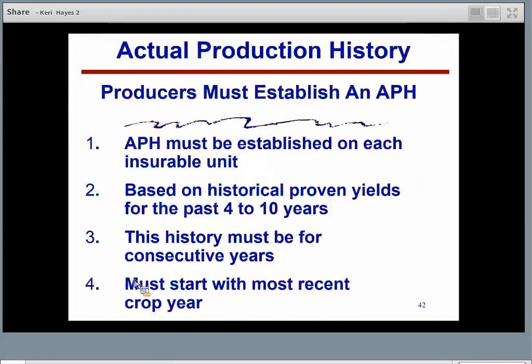So let's talk about yield protection. APH you establish on each insurable unit, so that's just basically collecting your history. A lot of times you want to have at least 4 years of history in order to establish an APH. And again, the insurance company is going to use that to determine your guarantee level. So you've got to have that consecutive, and at most start with the most recent year. So here's an example.